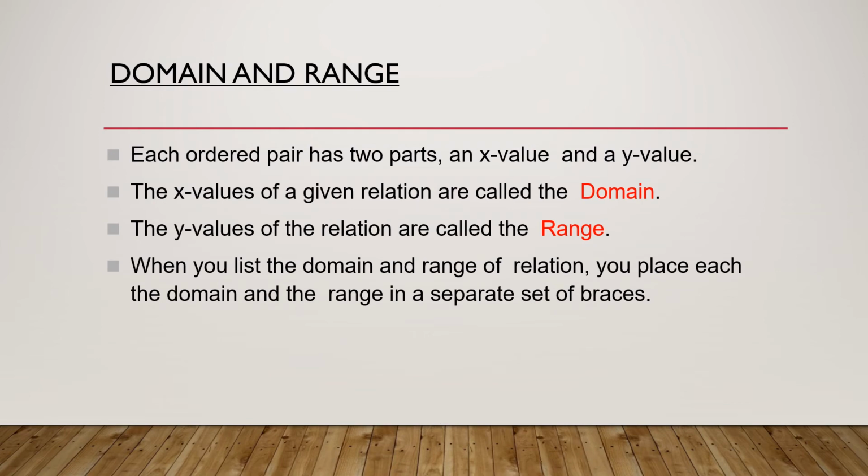Now describing domain and range again. Each ordered pair has two parts, x1 and y1. All the x values of a given relation are called domain. All the y values of the relation are called range. When you list the domain and the range of the relation, we will place each domain and the range in a separate set of braces.